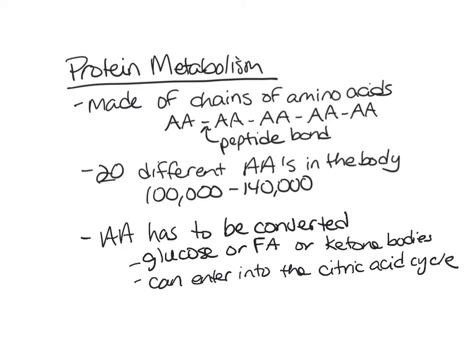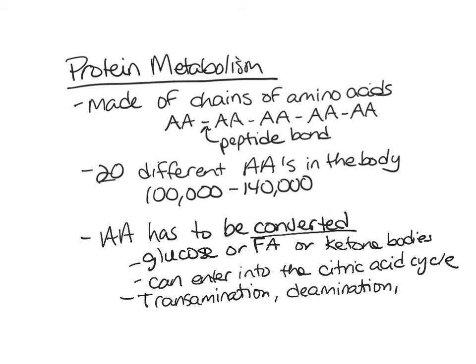Right, so there's three different processes to do this conversion. We're going to talk about each one of these. There's a process called transamination. There's a process called deamination. And then there's a process called the urea cycle. We'll start by talking about transamination.